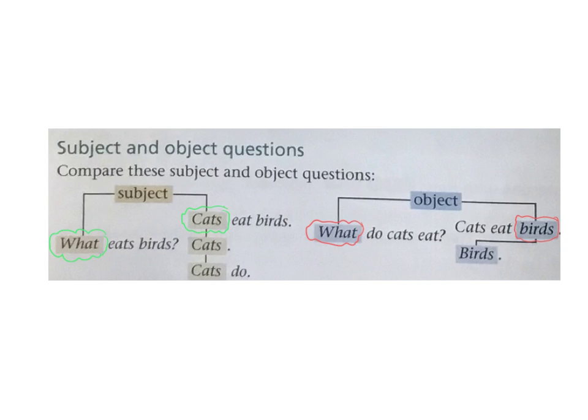So let's compare two questions and you will know a little bit better about subject and object questions. For this one, what eats birds? When we answer this question, we are giving information about the subject. Oh, cats eat birds. So it's the subject of the sentence that we're giving information about. But what about what do cats eat? In this sentence, we want to know about the object. Cats eat birds. Birds is the object of this sentence and we want to know more information about the object. So this is called the object question.